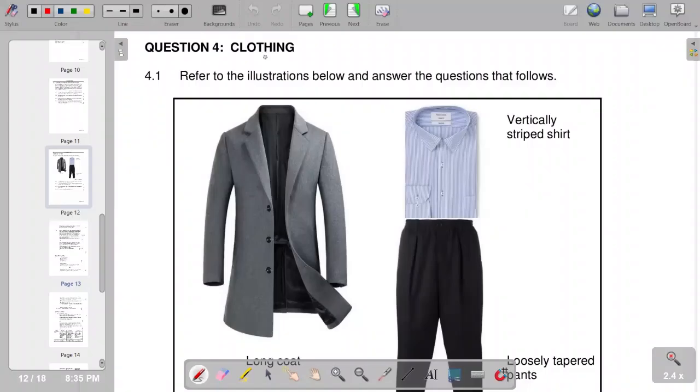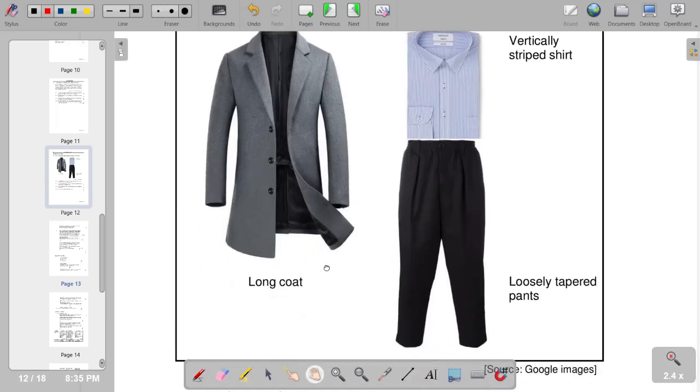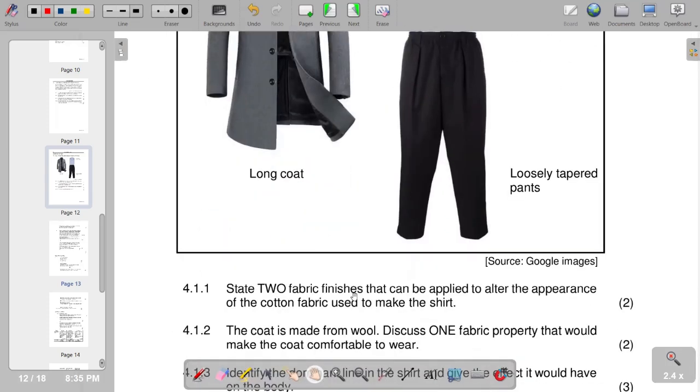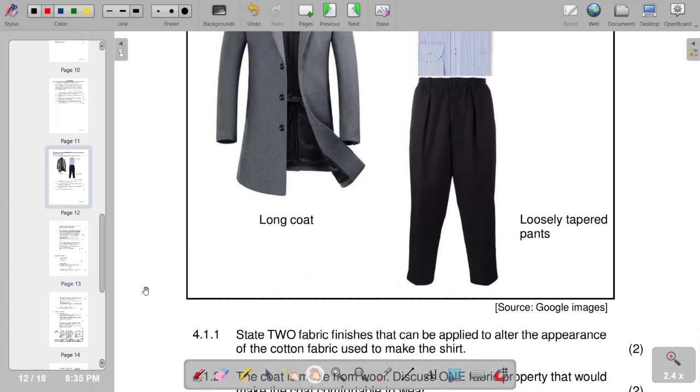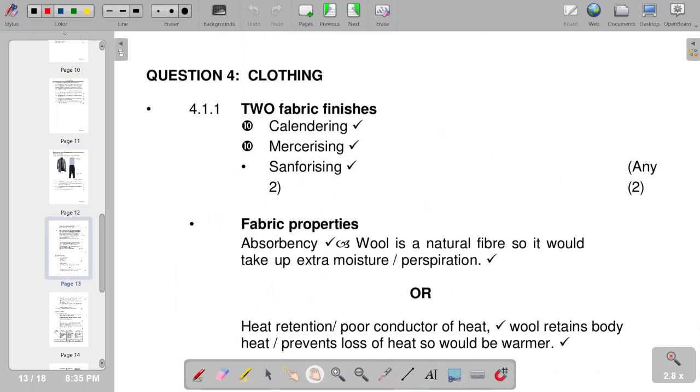Question 4 is on clothing, and it refers to the instructions below and other questions that follow. So you're given pictures that we have, and then beneath that, it reads fabric finishes that can be applied to alter the appearance of the cotton fabric used to make the shirts. So we see that you can use these are the ones that we have. And moving on to the next question.